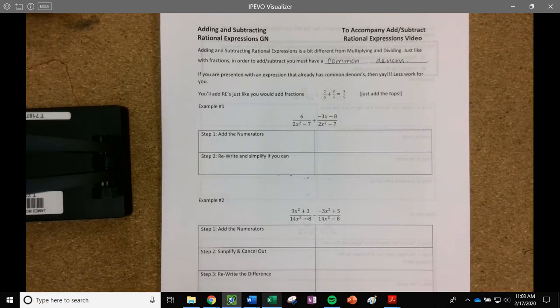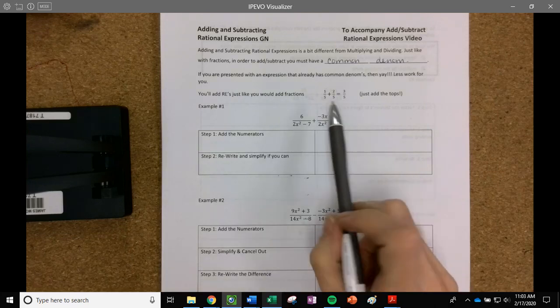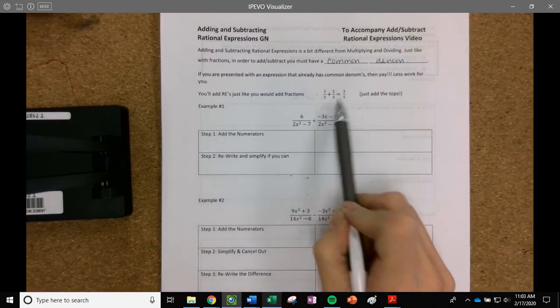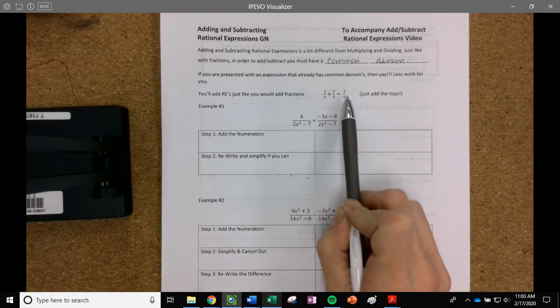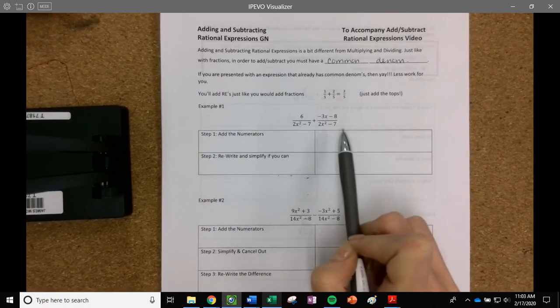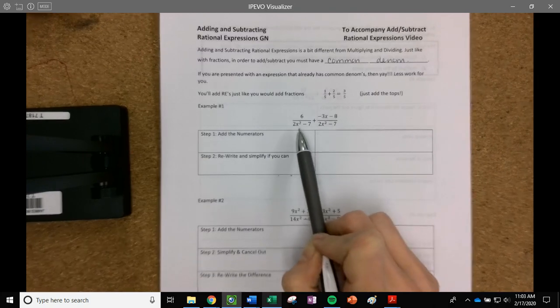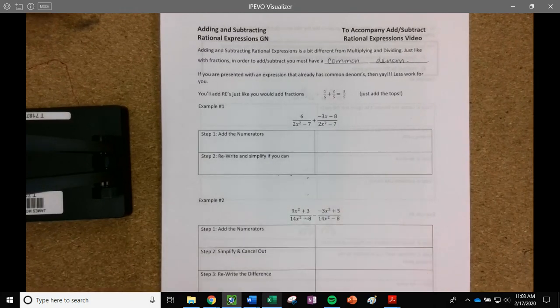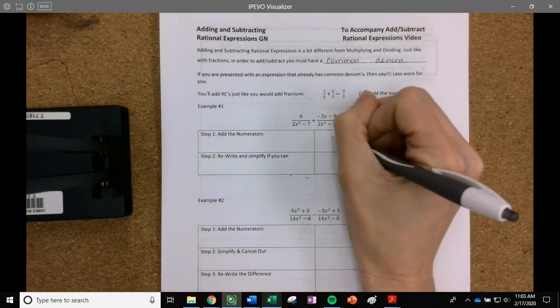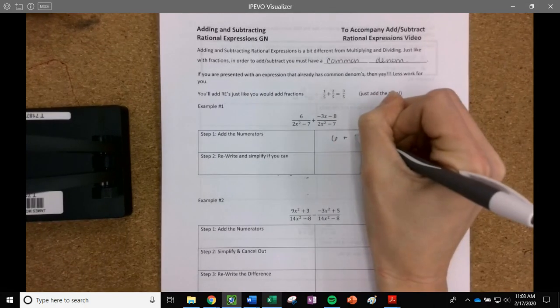And just like with fractions, you'll add rational expressions the same way, where if I had 1/5 plus 2/5, well, that would be 3/5. I only have to add the tops. Same thing with rational expressions. So in this case, my denominators are already common. 2x squared minus 7, 2x squared minus 7. Awesome. So all I have to do is worry about adding the numerators.